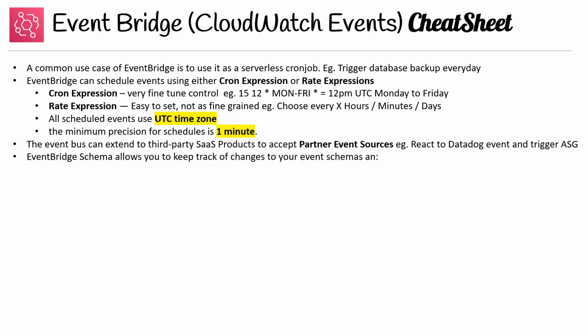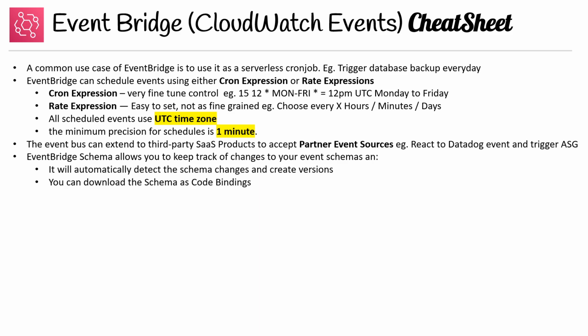EventBridge Schema Registry can help you keep track of changes to your event schema. So it will automatically detect the schema changes and create versions. You can download the schema as code bindings. You can use the AWS Toolkit VS Code plugin to view generated schemas or apply code bindings. I don't think they're going to be asking about the AWS Toolkit on the exam, but I'd like to mention it there anyway for you. So there you go. That is the EventBridge cheat sheet.